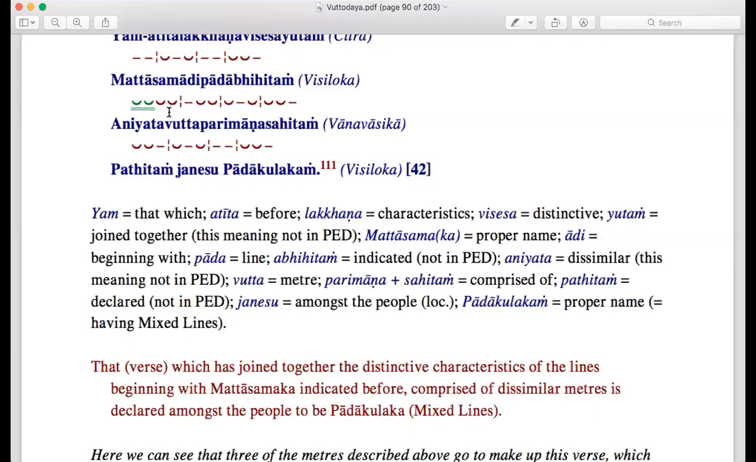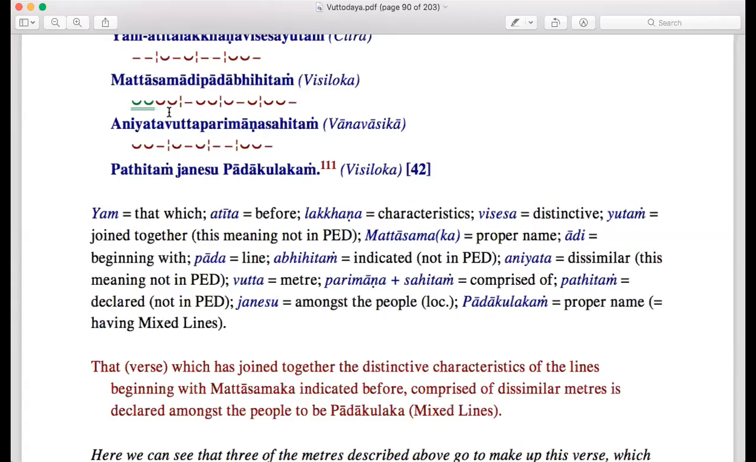In some lines there can be 16 syllables, and in another line there can be 15 syllables. The measure amount should be the same, 16 in each line, but the syllable amount can change. So aniyata vutta parimana sahitang pathitang janesu pada kulakang. Janesu, among people, pada kulakang iti patitang.